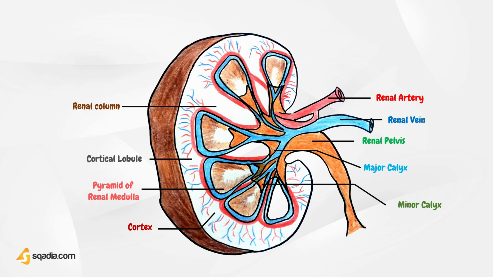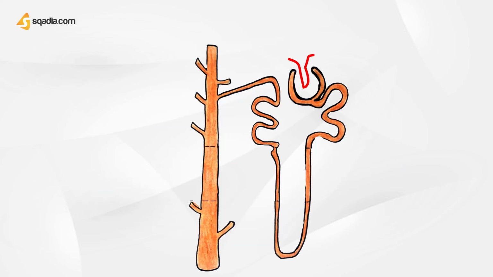Now let's discuss the structure of the uriniferous tubule. Each kidney is composed of 1 to 3 million uriniferous tubules. Each tubule consists of 2 parts, which are embryologically distinct from each other. These are the excretory part, called the nephron, which elaborates urine.